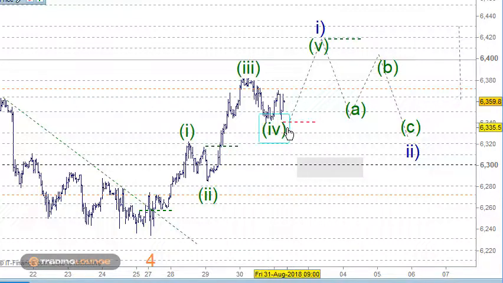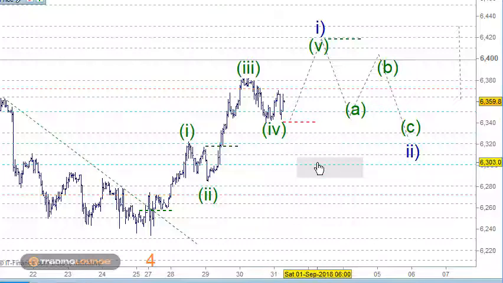And if this is breached here today, then you need to be on the short side from this point back down into this space here.